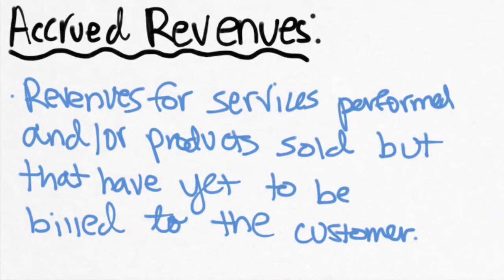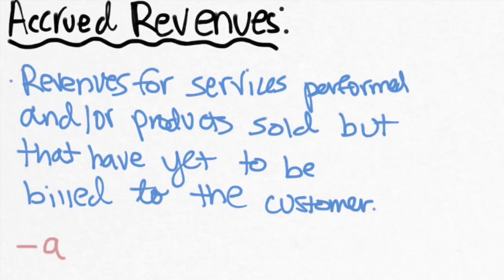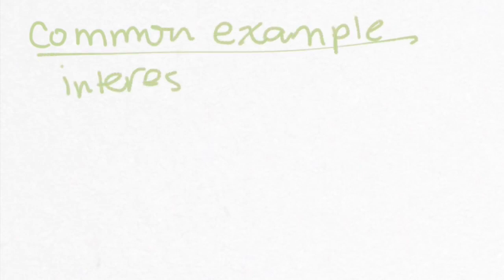Accrued revenues are revenues for services performed and/or products sold, but they have yet to be billed to the customer. They are called accrued revenues because they usually accumulate over time. A common example of an accrued revenue is interest a lender will receive from loaning money out to a client.